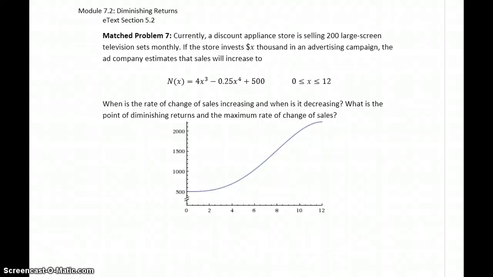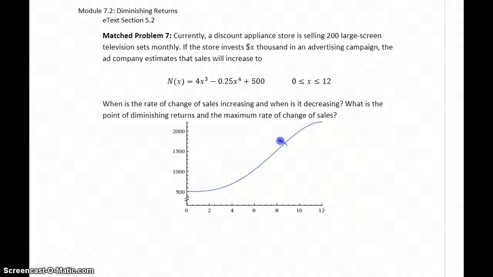In math problem 7, we're given a function that represents sales based off our advertising campaign. N is the number of television sets that we're selling monthly. We're spending x thousand dollars in some advertising campaign. So what we want to know is, when is the rate of change of sales increasing? When is it decreasing? What's the point of diminishing returns? And what's our maximum rate of change of sales?